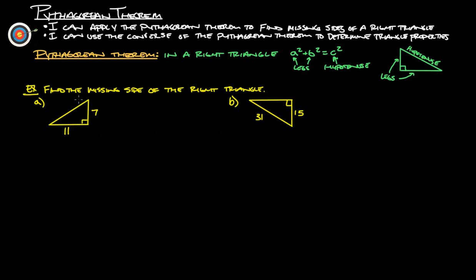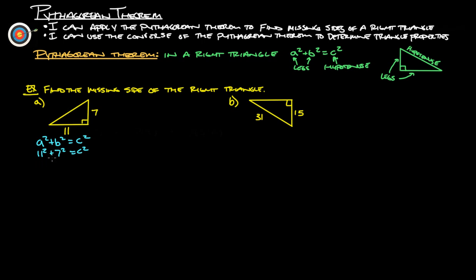If we have this right triangle here, we're going to use our Pythagorean theorem, a squared plus b squared equals c squared. As long as a and b are the two legs, it doesn't matter which one goes where. So we can put this as 11 squared plus 7 squared equals c squared, or 7 squared plus 11 squared equals c squared. Doesn't matter. The only one that we really want to make sure is in the right spot is the c. The hypotenuse always has to be the c squared.